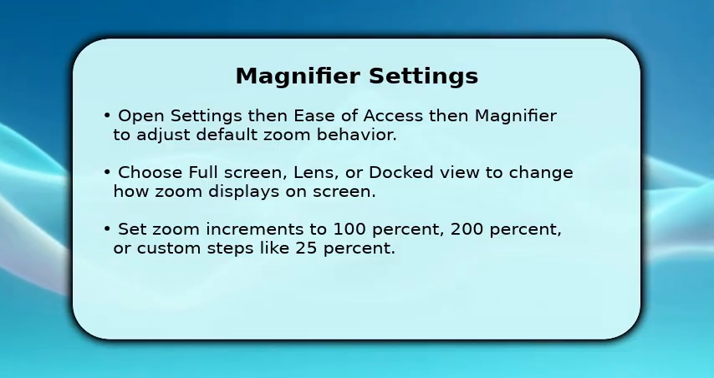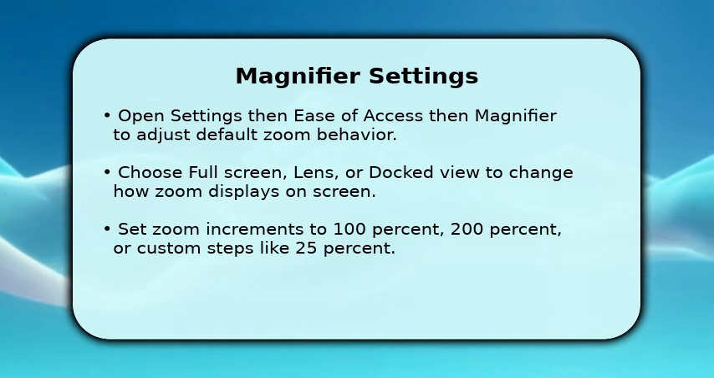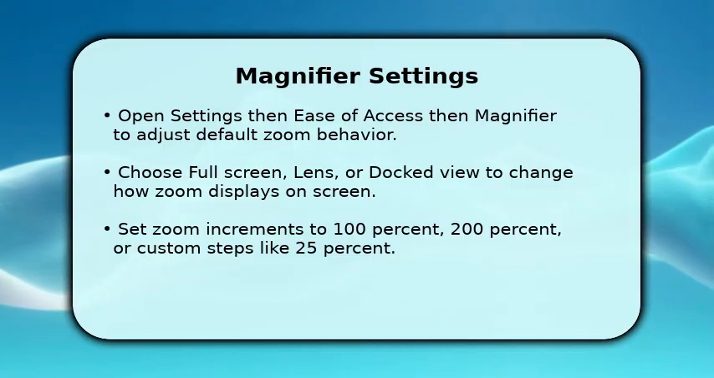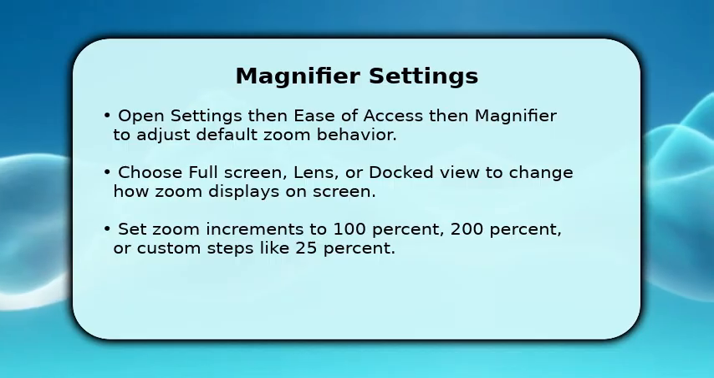Use Keep Mouse Centered and Track Mouse to make navigation predictable while zoomed. Docked View shows the zoomed region in a top strip that never covers the taskbar. Press Windows ESC to exit Magnifier immediately when you finish zooming tasks.